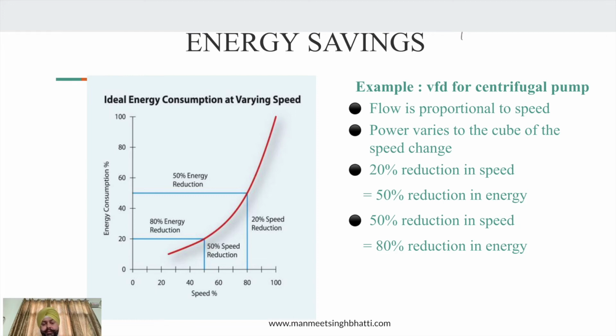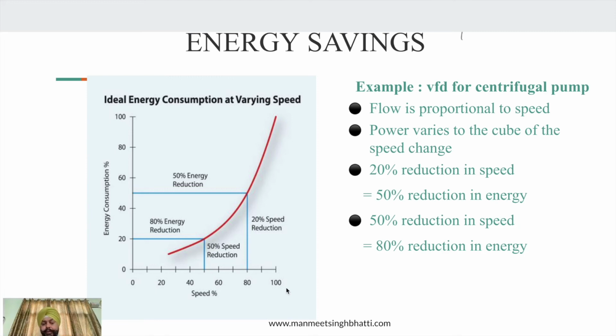And how does the energy saving come? Now, as you can see, there is a basic example, and this is a basic chart that we have shown of how it is going to work. If you see on the left side of the chart, it is the energy consumption. So we have energy consumption of 100%, and then we have a speed at 100%. If the speed is at 100%, you have energy consumption of 100%.